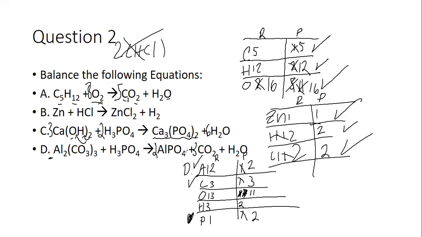2 times 4 is 8. 3 times 2 is 6. 8 plus 6 is 14. Plus 1 is 15. Right. So we have aluminum and carbon balanced. My next element that only appears once is phosphorus.